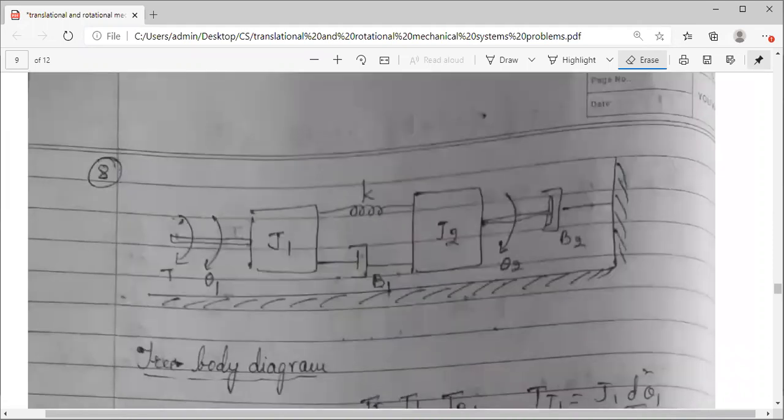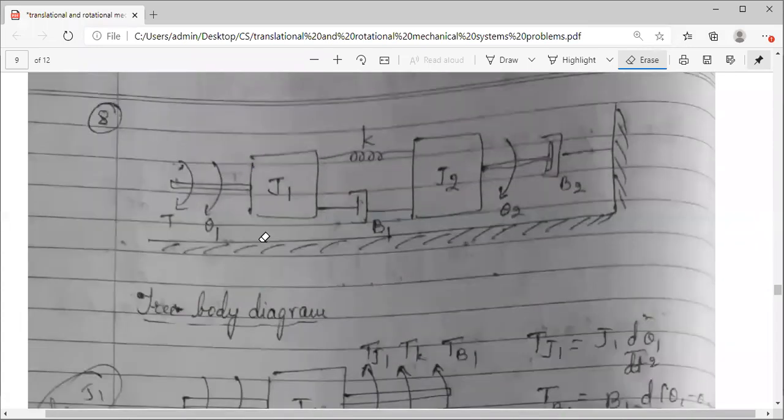This is one more figure. Again, how many free body diagrams will come? You can see two bodies are there, J1 and J2, so two free body diagrams. Okay. For all these problems, the title is the same: determine the transfer function of the following mechanical system. Applied torque is with respect to J1, we don't have any torque applied to J2.